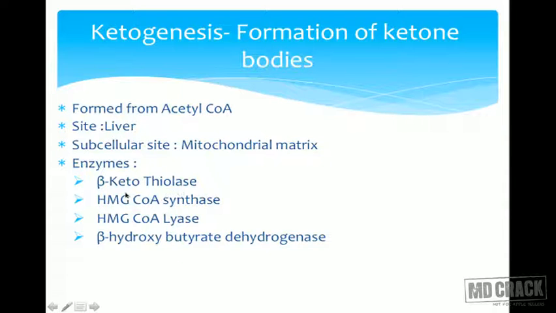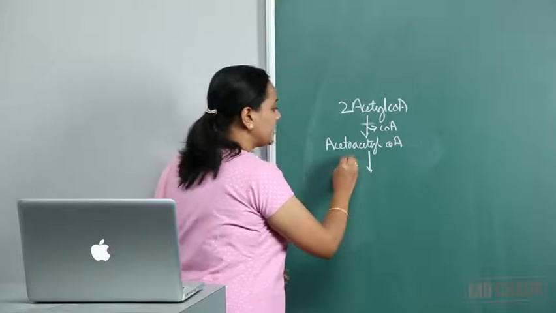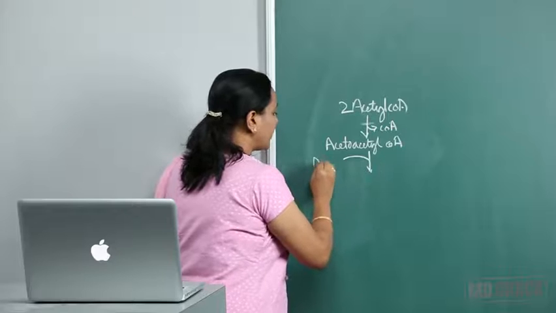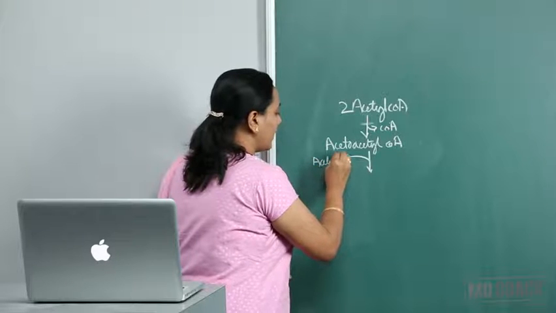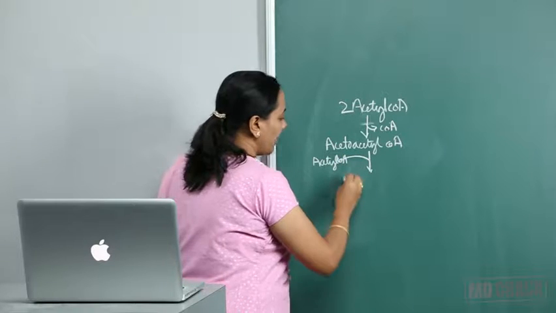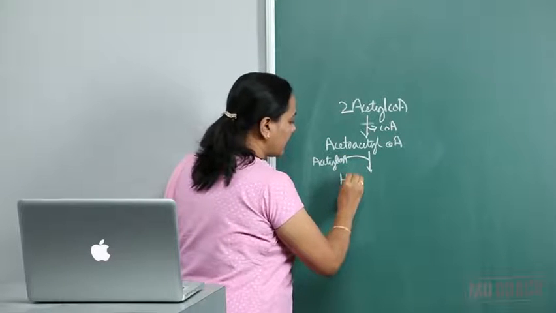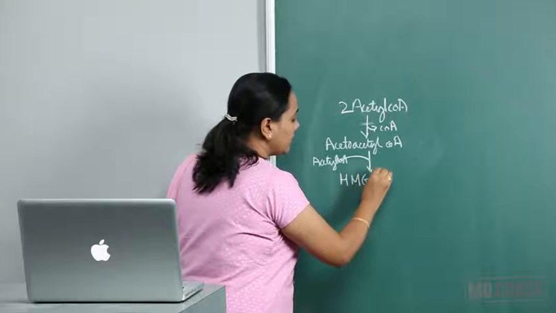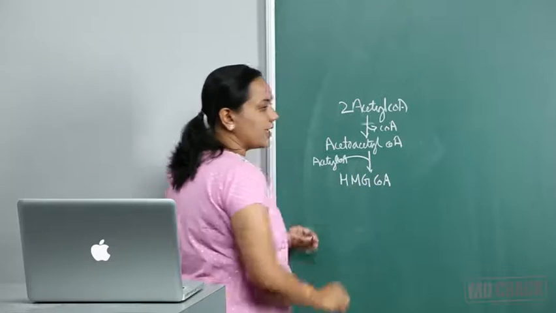Beta-ketothiolase is responsible for the combination of 2 acetyl-CoA to form acetoacetyl-CoA. In the next step, the next enzyme is HMG-CoA synthase. So in this, acetoacetyl-CoA combines with one more molecule of acetyl-CoA to form what is called HMG-CoA.